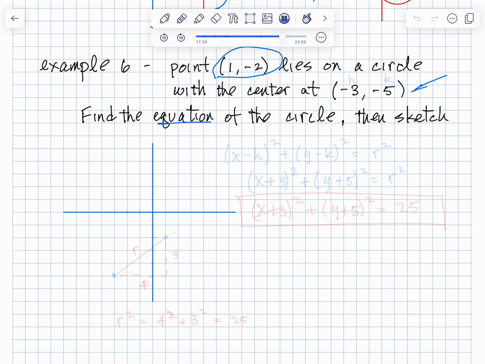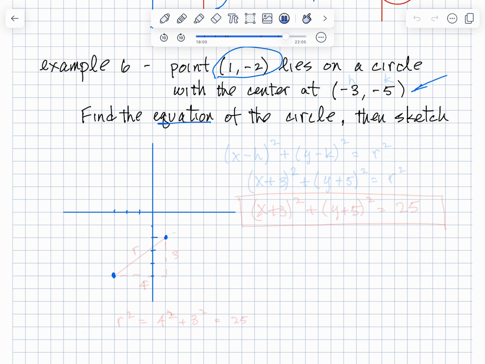Okay, so the center of the circle, negative 3, negative 5. 2, 3. 1, 2, 3, 4, 5. So here's the center of the circle. And we know it has a point 1, negative 2. 1, negative 2. So here's a point that lies on the circle. Now, we better not sketch the circle until we get the equation.